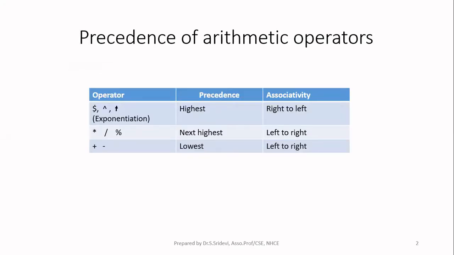And the precedence of the operators are again the same, whatever we have seen in infix to postfix. Precedence of the arithmetic operators, first we have the exponentiation operator having the highest precedence, and then the multiplication, division, and percentage. Then we have addition and subtraction. And when the precedence of the operators are same, we have to see the associativity of the operators. The exponentiation operator is having right to left associativity and the remaining operators are having left to right associativity.